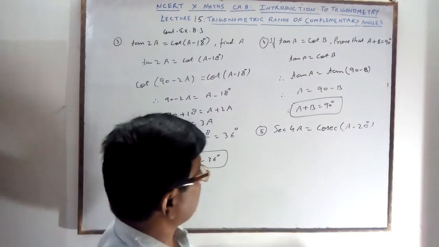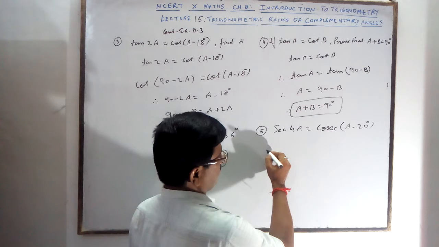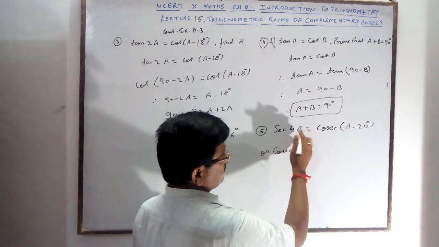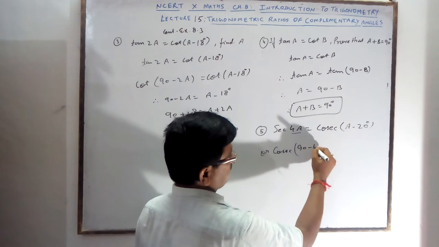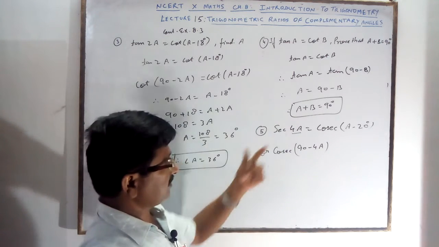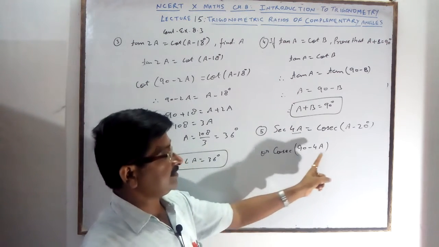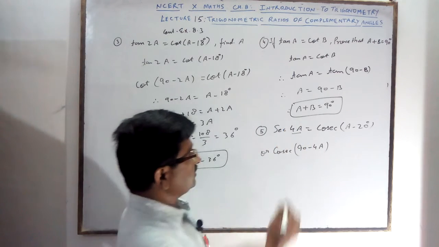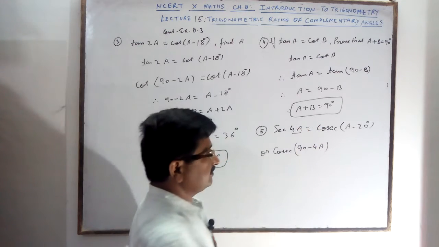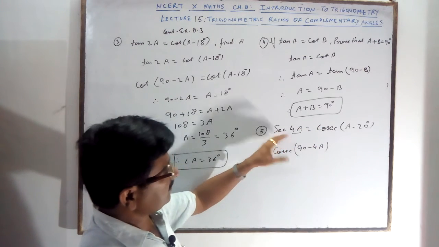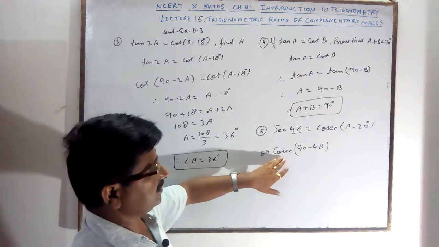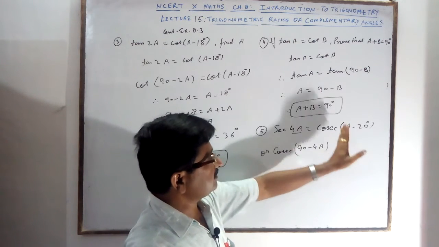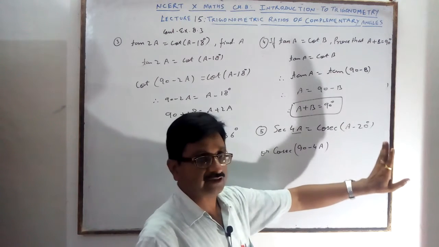If you know the formula 90 minus theta, so sec 4A you can write, or sec will be cosec, then it must be subtracted from 90. Sec (90 minus theta) is cosec theta. Cosec (90 minus theta) is equal to sec theta. 4A is acting as a theta. So 90 minus theta, the sec is given, then it's just opposite, cosec you will write. If cosec is given here also you can do, cosec you change to sec, then sec (90 minus 4A).